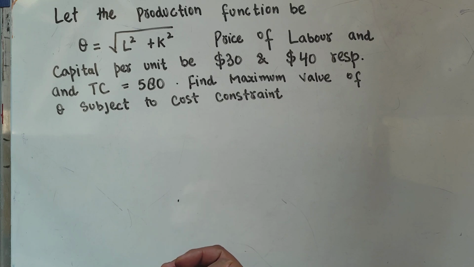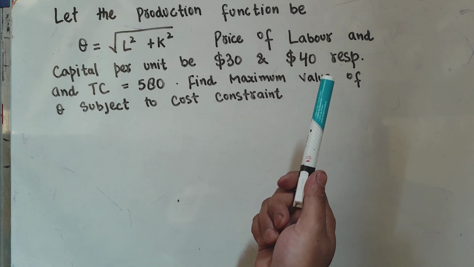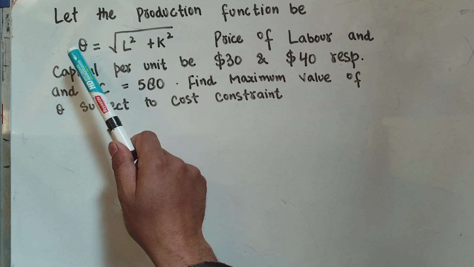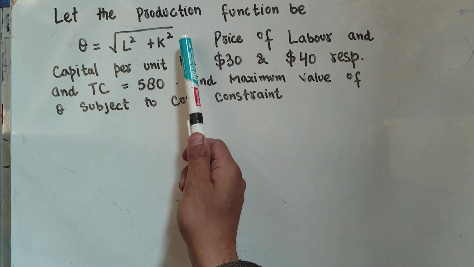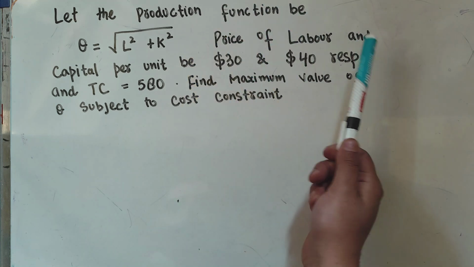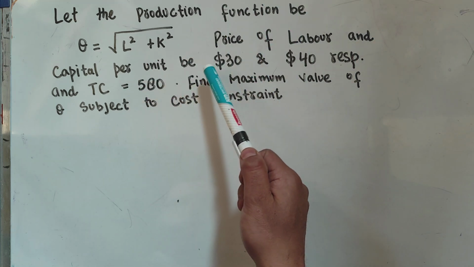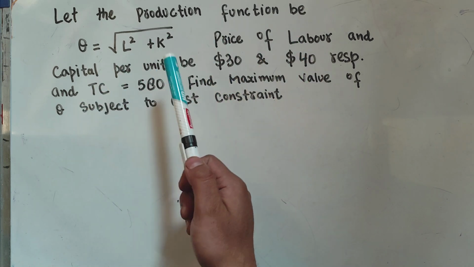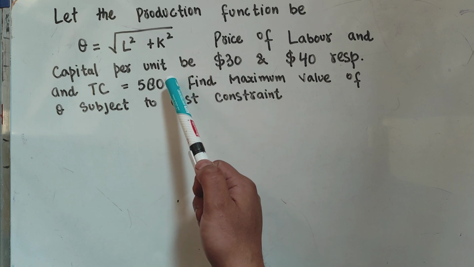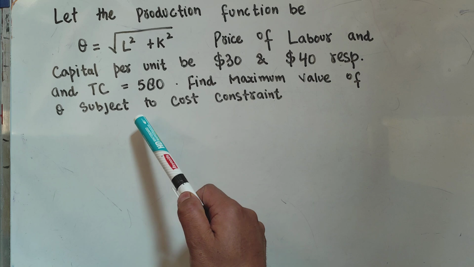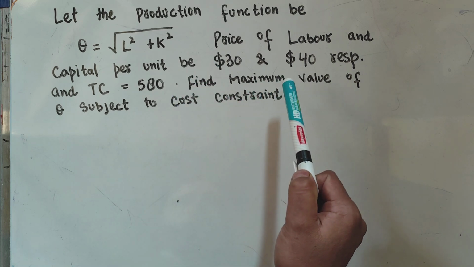Let us solve a question on constrained optimization of a production function subject to the cost constraint. The question is, let the production function be, that is, output is a function of two inputs, labor L and capital K, equal to the square root of L square plus K square. The price of labor and capital per unit are $30 and $40 respectively, and total cost is equal to $580. We need to find the maximum value of output that can be produced subject to the cost constraint.